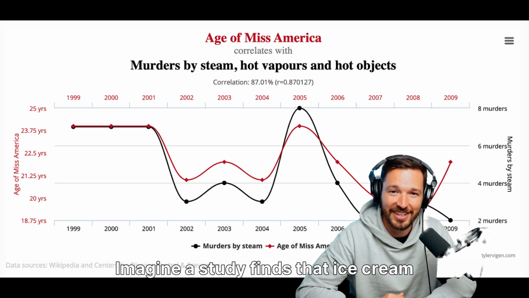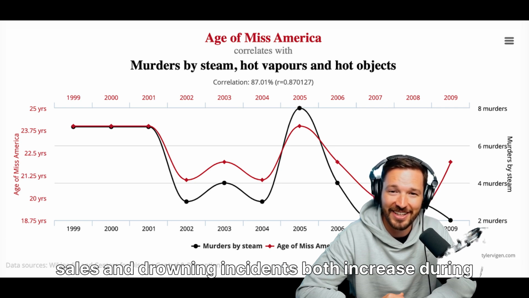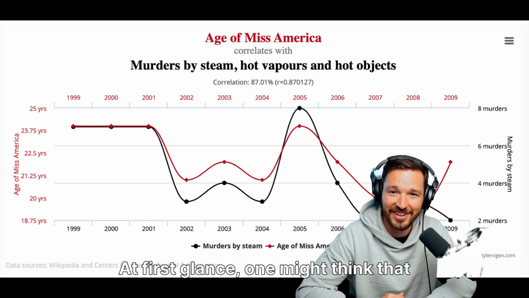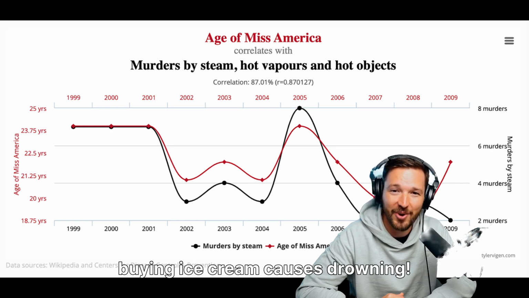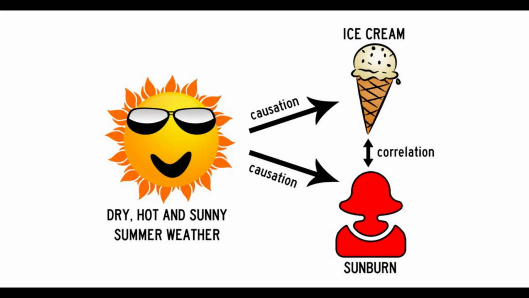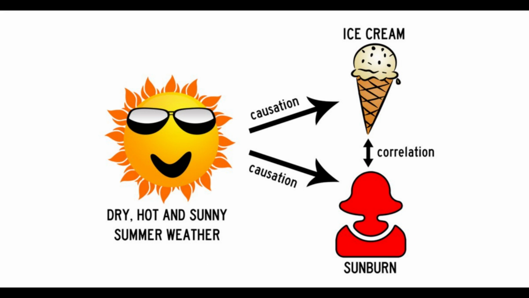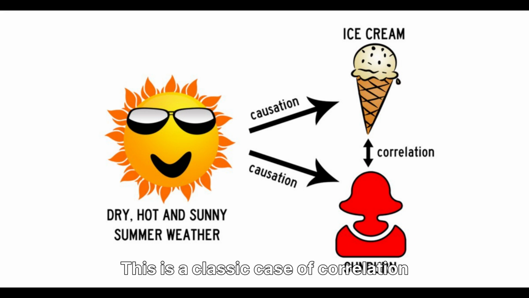Imagine a study finds that ice cream sales and drowning incidents both increase during the summer months. At first glance, one might think that buying ice cream causes drowning. But in reality, both are influenced by a common factor: the hot weather. This is a classic case of correlation without causation.